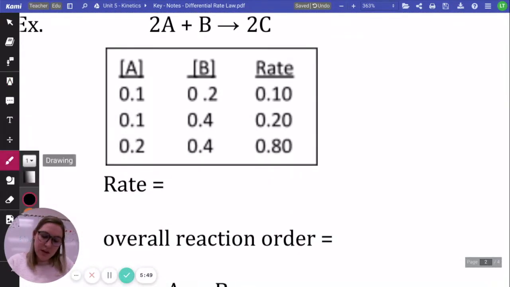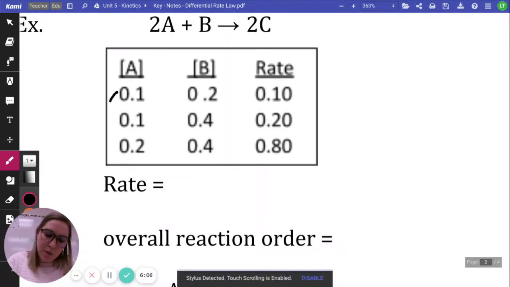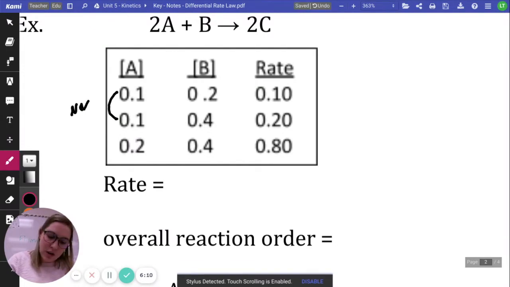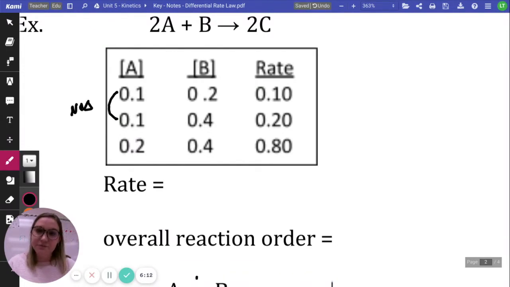All right, so I'm going to move on to problem one right here. There are just a couple of things you need to look at: where is my rate changing, where is my concentration changing, and where is it staying the same, and how can I compare these? For example, as we move from trial 1 to trial 2 for A, we have no change in our concentration.